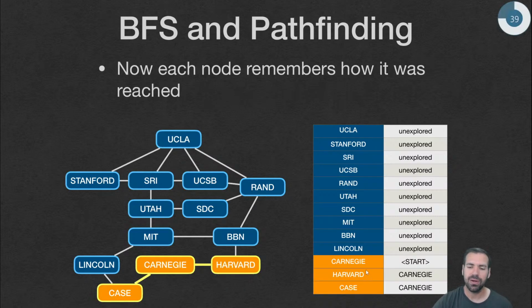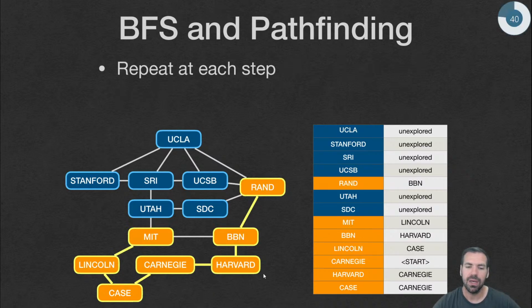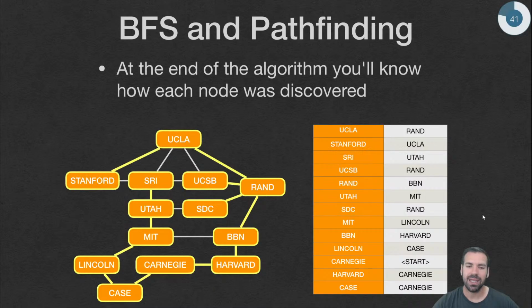And then for each other node, whenever we explore a node, we keep track of which node discovered it. So Carnegie discovered Harvard and Case. Carnegie was the node that we came from to get to those nodes. And then repeat for the whole thing. Rand was discovered by BBN. MIT was discovered by Lincoln. And track that through the whole algorithm.